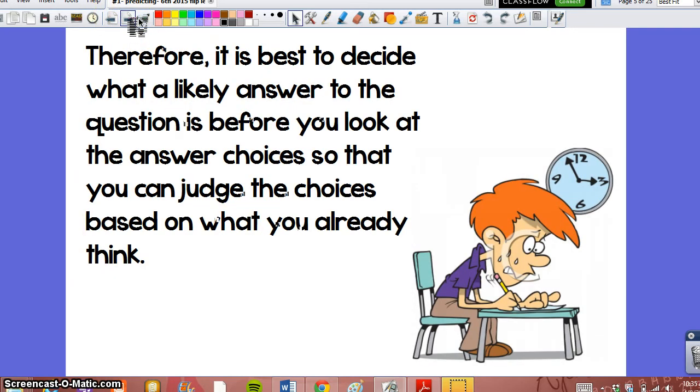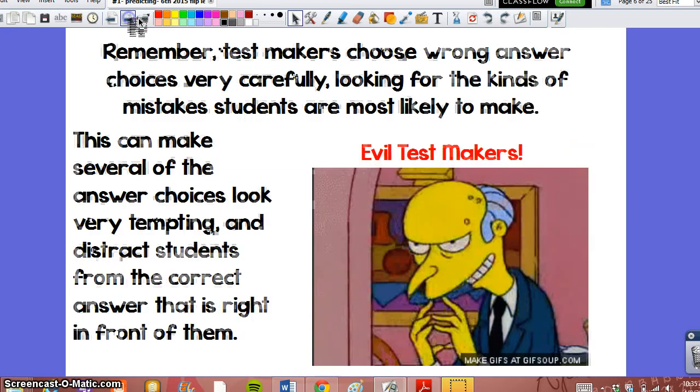Therefore, it's best to decide what a likely answer to the question is before you look at the answer choices. If you're confident in what you know to be the answer, then you can judge the choices based on what you already think without letting the distractors distract you.